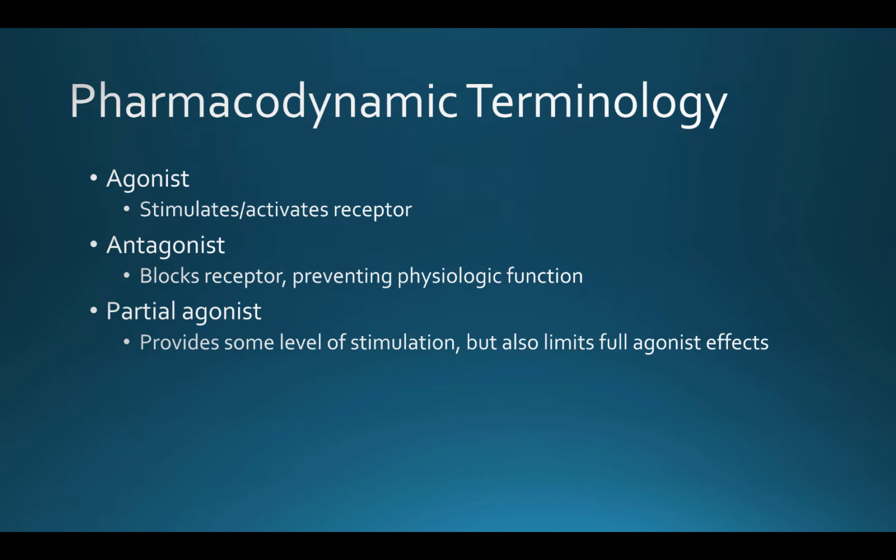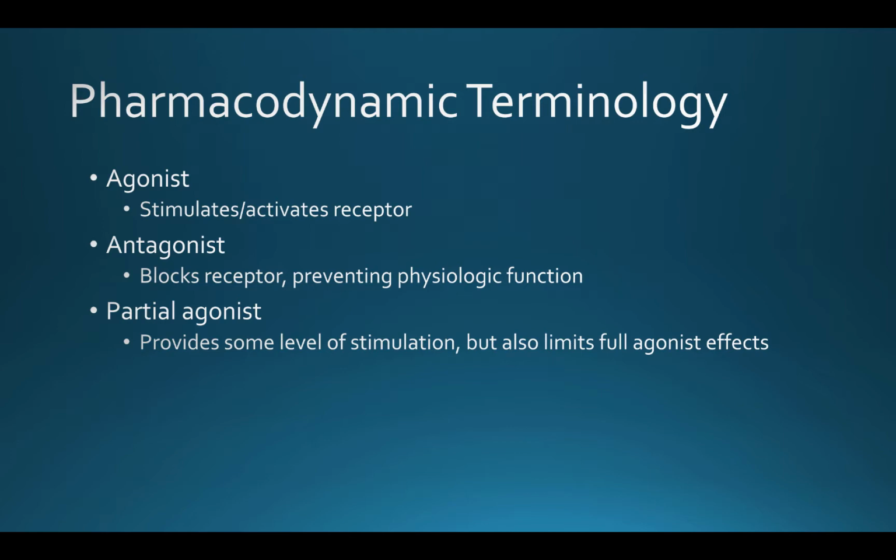So first off, some pharmacodynamic terminology: agonist and antagonist. Hopefully you're well aware of these, but an agonist is something that stimulates a receptor and produces a physiological response. An antagonist is a medication or a blocker that prevents or reduces a physiological effect from happening.